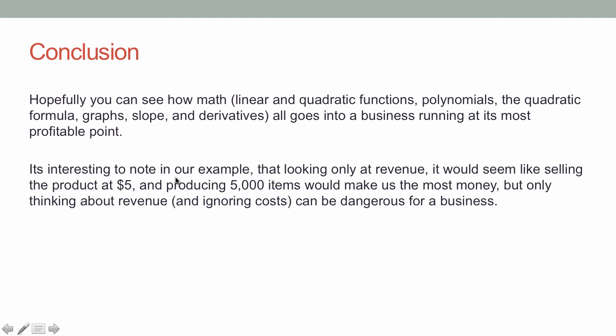Now, it's interesting, remember to note in our example that if we only looked at revenue, it would seem like selling the product at $5 and producing 5,000 items would make us the most money. But remember, it actually would lose us money. We would lose $14,000 if we did that. So when you're a business, you have to think about revenue and selling, and you have to think about costs, and try to use math to balance those in the best way possible.